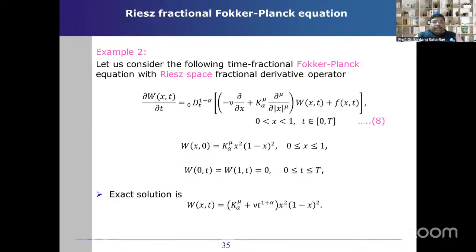The next example is a time fractional Fokker-Planck equation with Riesz space fractional derivative given by equation 8, where the initial condition is w(x,0) equal to K alpha to the power K alpha mu x square (1 minus x) square, x greater than or equal to 0 and less than or equal to 1. And I have also taken the Dirichlet boundary condition, and this has been solved using the implicit finite difference scheme.